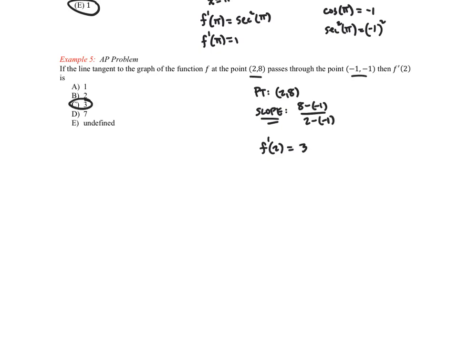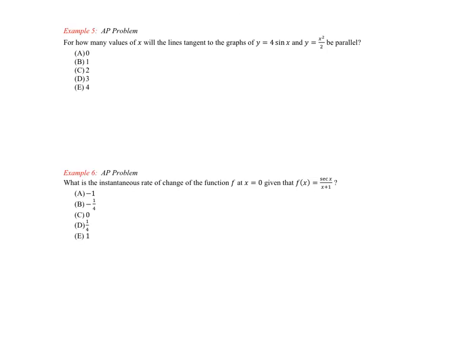All right, we got one more slide. Let's do it. All right, number 5. For how many values of x will the lines tangent to the graph of y equals 4 sine x and y equals x squared over 2 be parallel? So we want to know where their slopes are the same. That means I want to know where y1 prime is equal to y2 prime. So I want to know where 4 cosine of x is equal to 2x over 2. So where is 4 cosine of x equal to x?